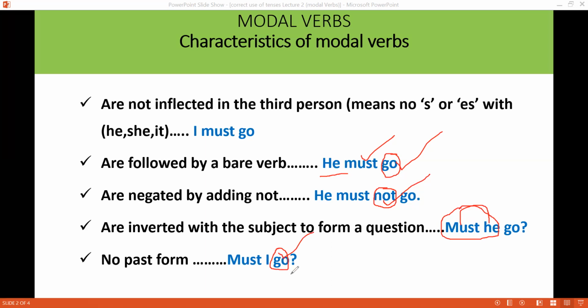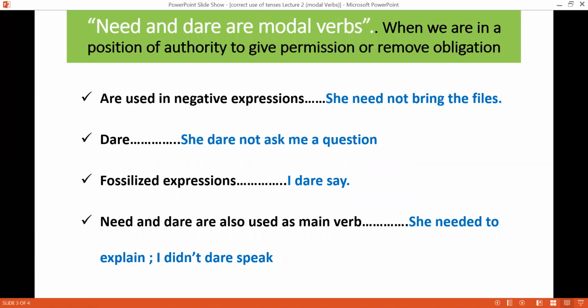Must I go? We always use the first form of the verb, whatever the condition, in whatever sense we are using them. Whether we are referring to the past or talking about the present, we will always use the first form of the verb with these modal verbs.